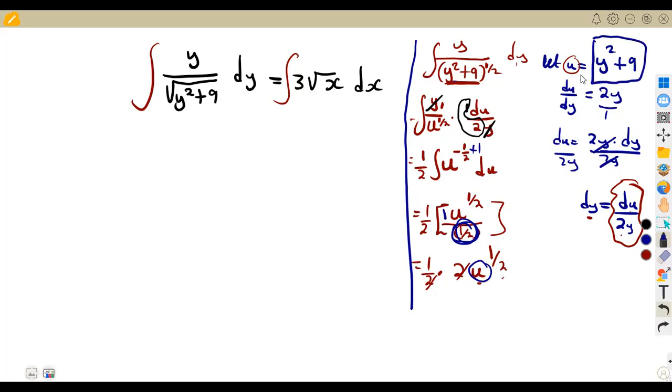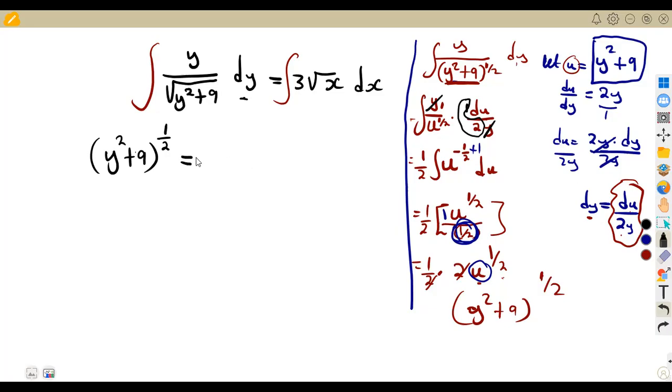By this part. So meaning to say, after integrating this whole part, we are going to remain with u to the exponent of a half, which is y squared plus 9 to the exponent of a half, which is simply the square root of this part. That is the one that you're going to obtain. All right, so here we are going to obtain y squared plus 9 to the exponent of a half. That is after the whole integral of this side.